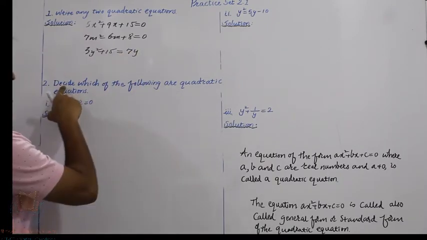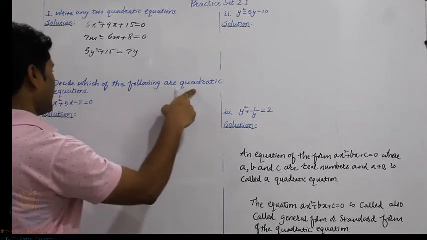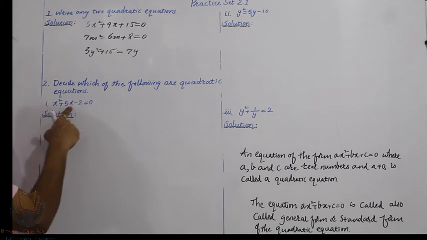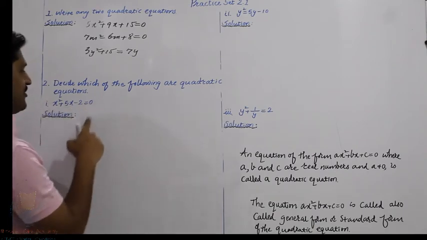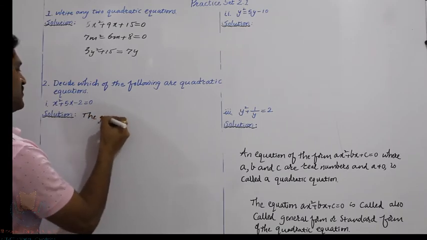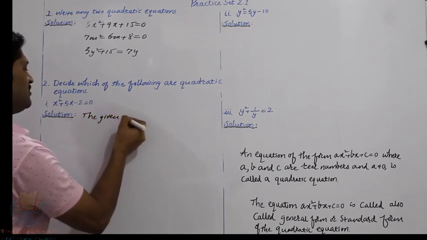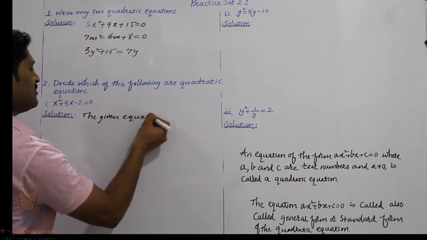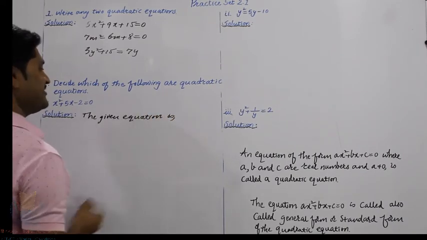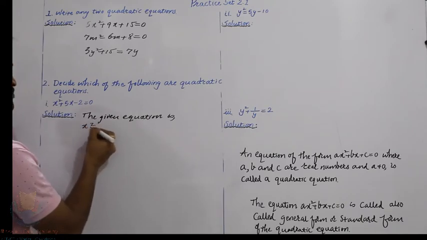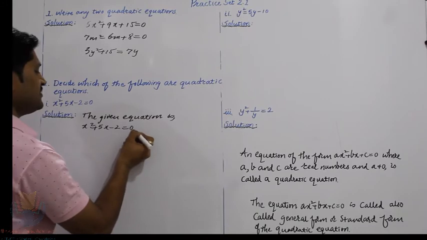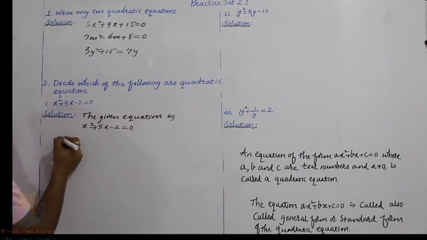So let's continue with the second question. Here we have to decide which of the following are quadratic equations. In that, the first one is x square plus 5x minus 2 is equal to 0. For that we will write this equation as it is in the solution. The given equation is, so every time we have to write the same, x square plus 5x minus 2 is equal to 0. So let's continue.